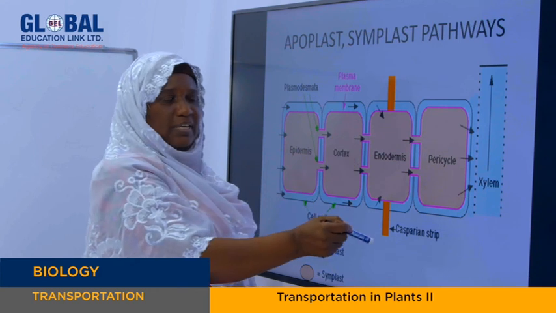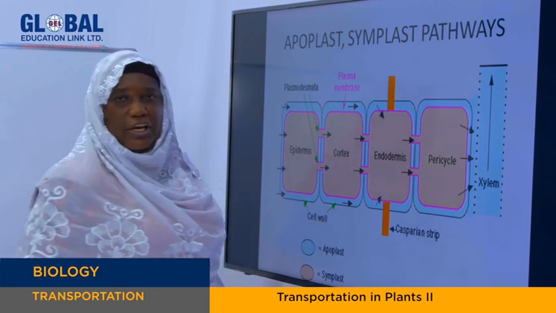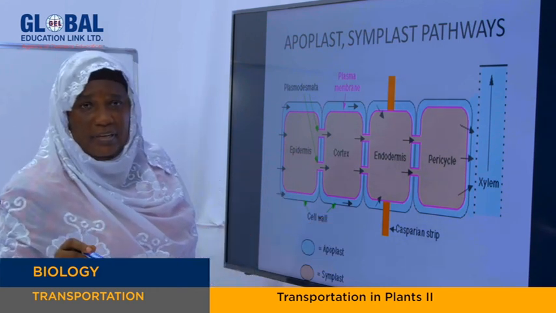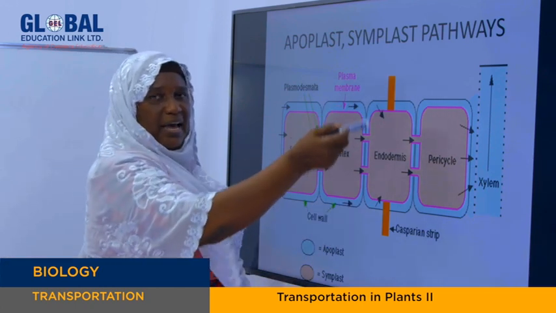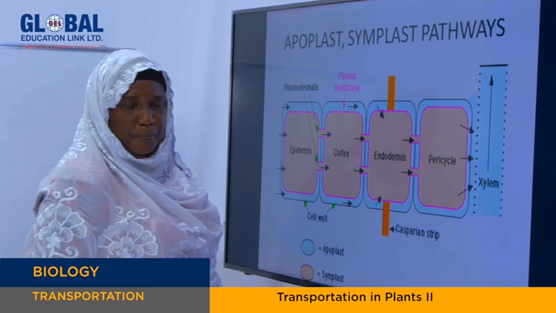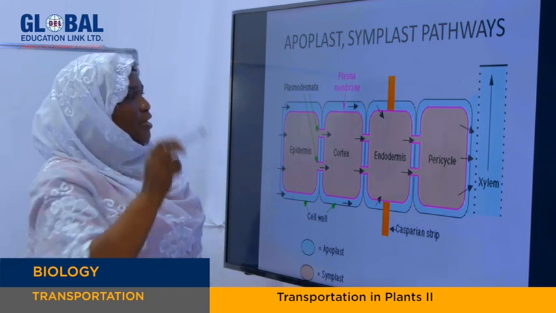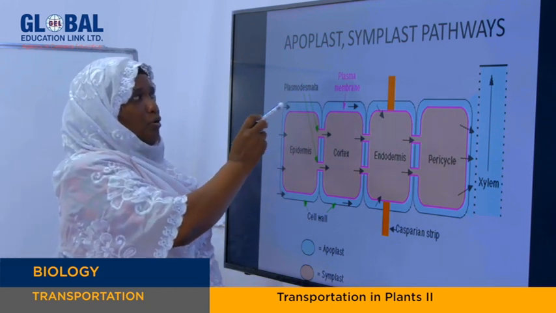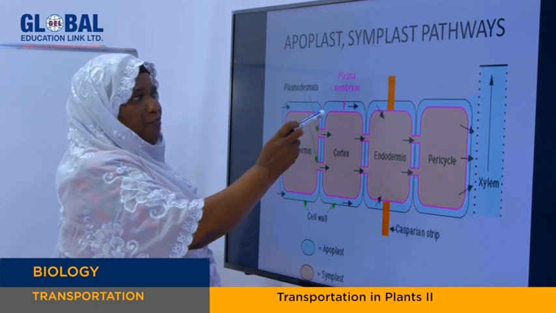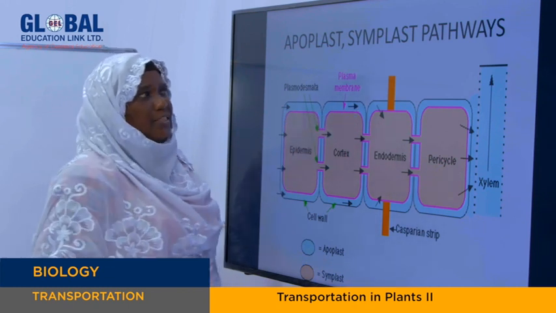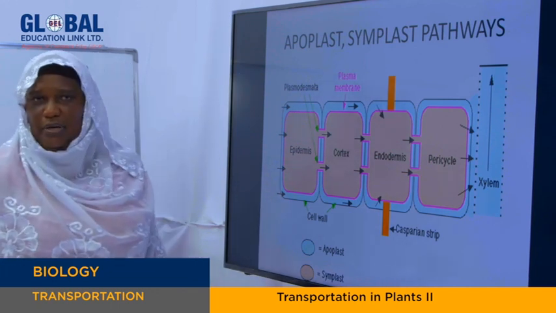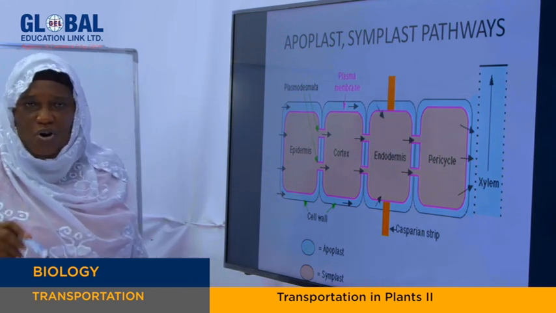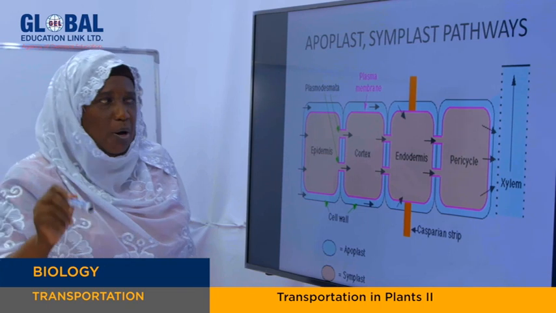This phenomenon is found only in roots. In leaves, there are no Casparian strips. Therefore, this route through which water moves through the cell walls is known as the apoplasty pathway. It is known as the apoplasty pathway.